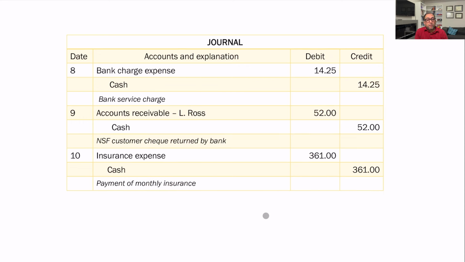These are the expense entries, or the subtractions, the entries which we subtracted in our bank reconciliation. Bank charges expense debit, cash credit; accounts receivable debit, cash credit because of a returned check; insurance expense debit, cash credit. What we did with the notes receivable is accounts receivable debit and cash credit. So this is all I want to discuss in this part.